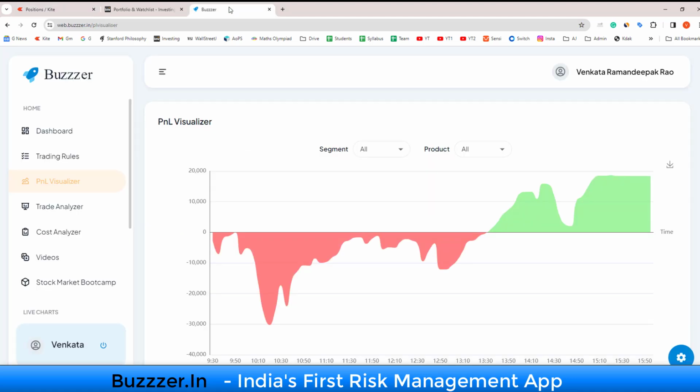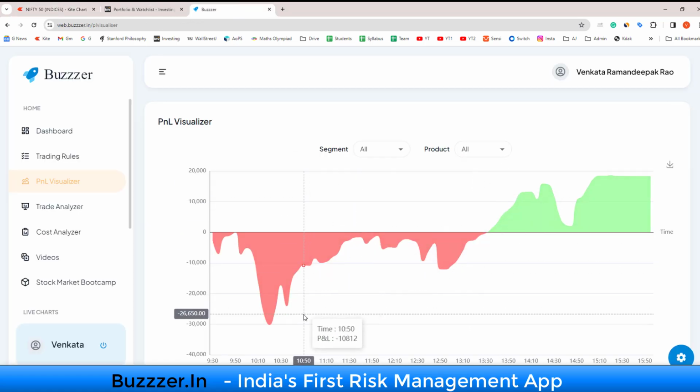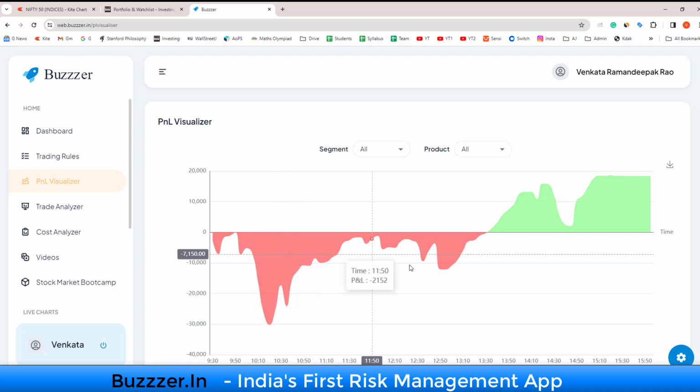And that is something which I can see in the PnL Visualizer. I can see that by around 10:20, I was sitting in a loss of about 30,000. Somewhere around here, when the market started to go up, this is where the problem started happening. And then from there, because I was able to align myself with the direction of the market, I sold more put options, and that's what helped me recover throughout the day.